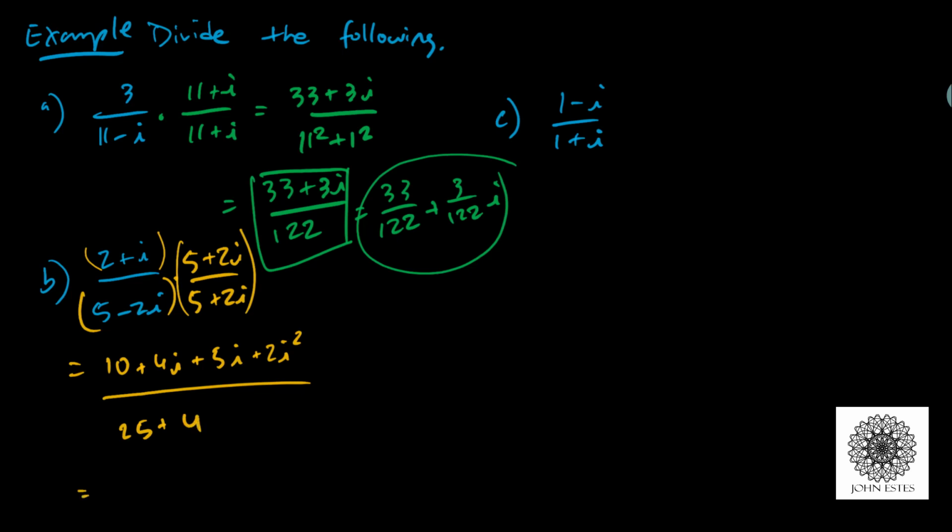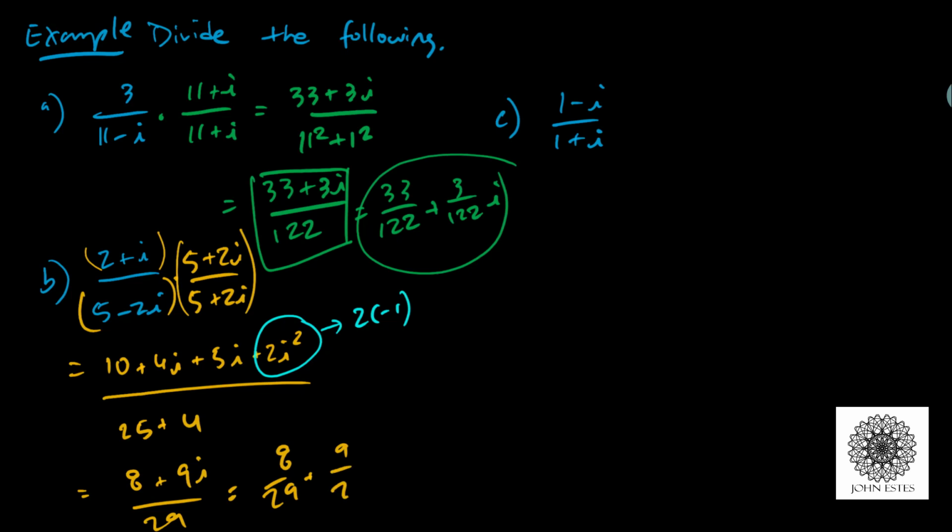That easy. So in the numerator now, the only thing I have to really consider is that 2i squared, remember, is the same as 2 times negative 1. That's a negative 2. So when I add 10 and negative 2, I get 8. And then I have a 9i over 29. So I could write this as 8/29 plus 9/29 i. Just like that. There's my answer.